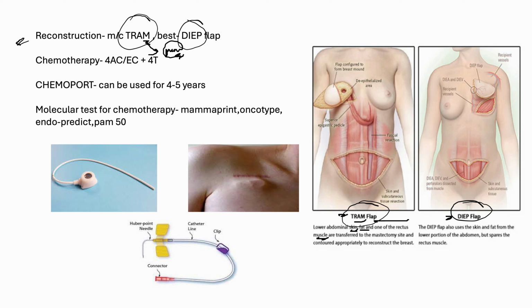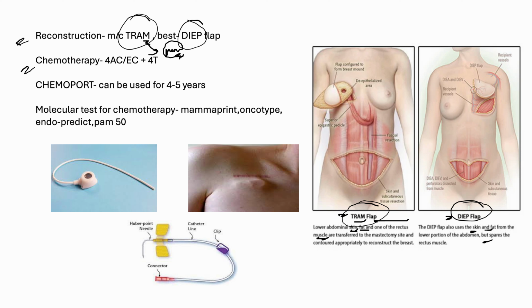In the DIEP, that stands for the deep inferior epigastric perforator flap. Here the skin is used, fat is used, but it spares the rectus muscle. In the TRAM flap, rectus abdominis is used. In the DIEP, no rectus muscle is used.